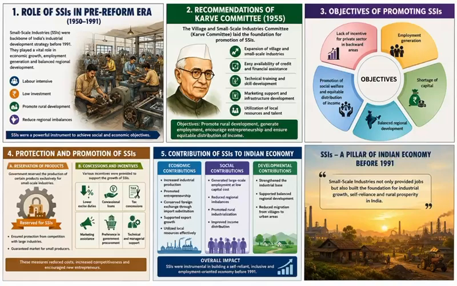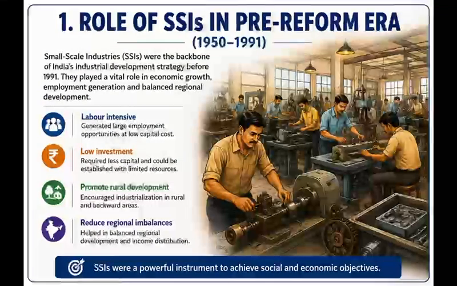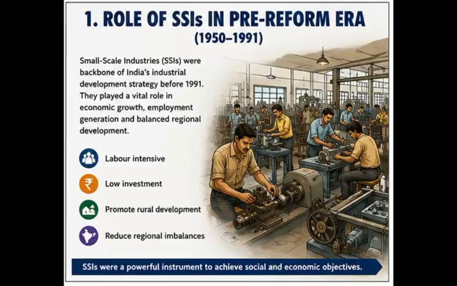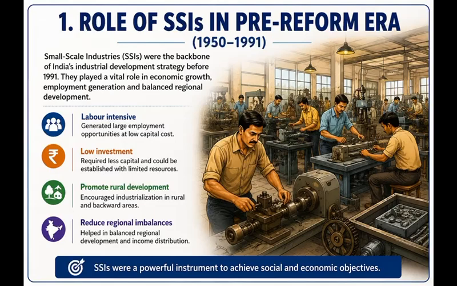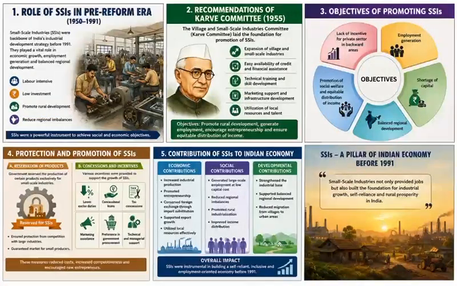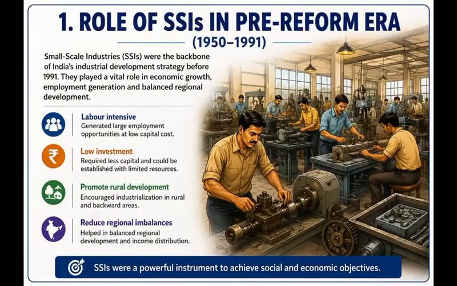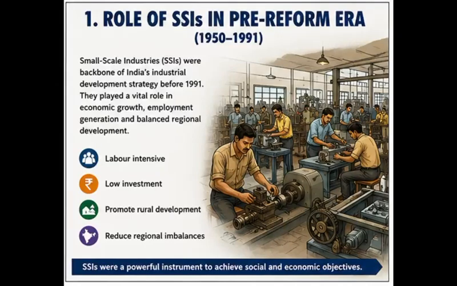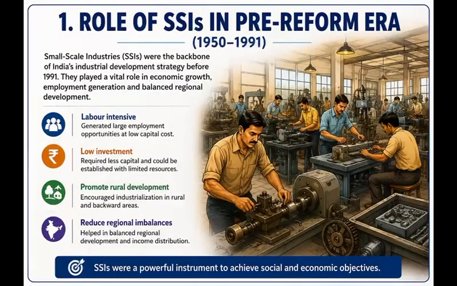And point 2, shortage of capital. The private sector lacked adequate financial resources to establish large industries. Small scale industries required comparatively lower investment and could be established with limited capital, making them suitable for India's economic conditions. There is one more point which is very important, that is social welfare objectives.